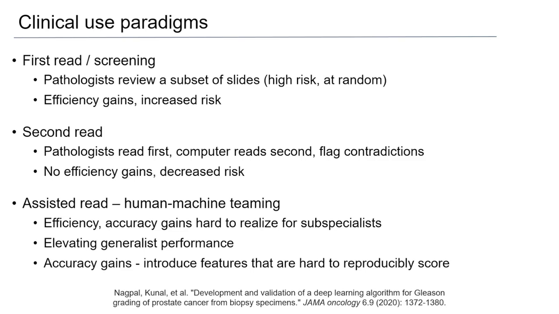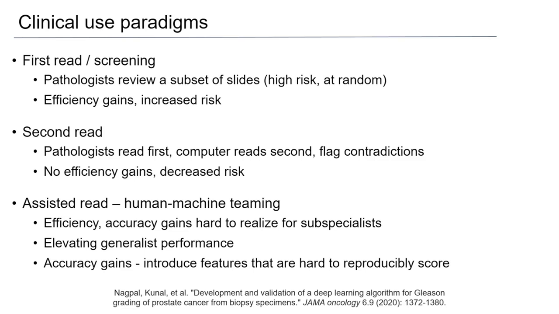There's also what's called a second read, which focuses more on increasing quality and less on efficiency. The idea here is that the pathologist and the computer both do a read, and there's a system that identifies and flags contradictions for review. So you can increase safety this way, but there are no efficiency gains in this mode.